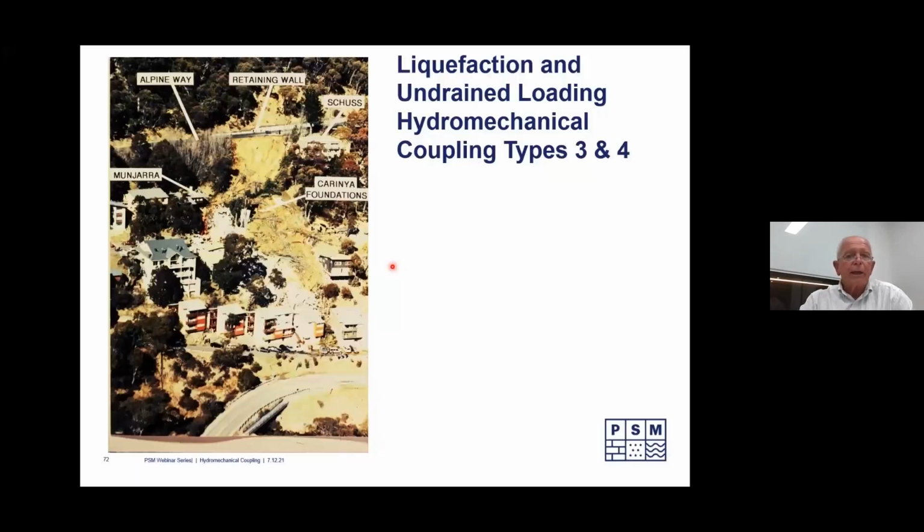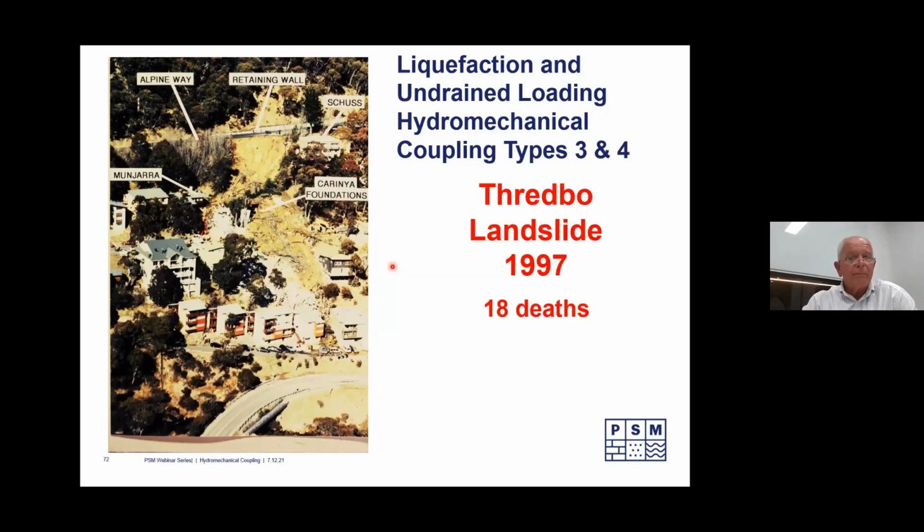Next, I'll deal with liquefaction. And this is an example of a job I did more than 20 years ago. The Thredbo landslide in 97, and 18 people died here. So this is an example of hydromechanical coupling type 2 and 3. It was only a very small mass, 1,300 cubic meters. It's just a few truckloads.